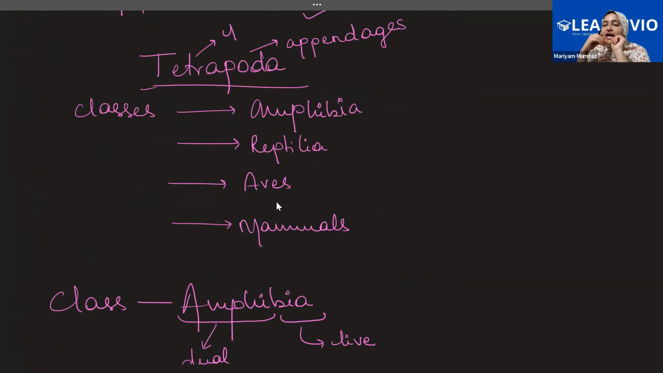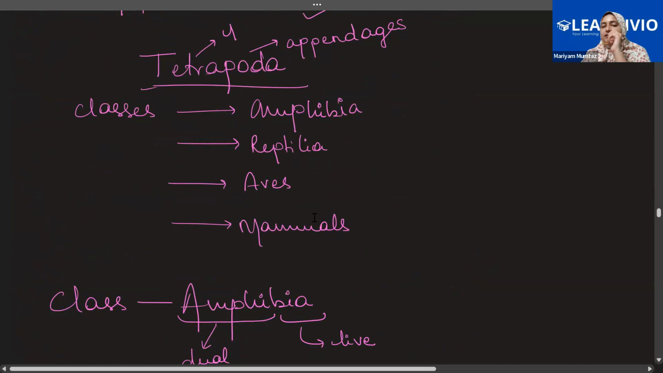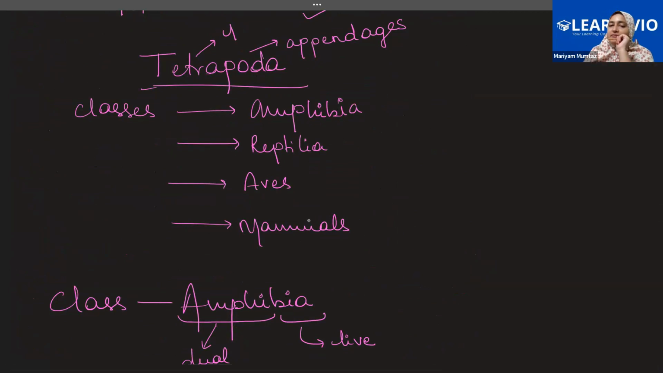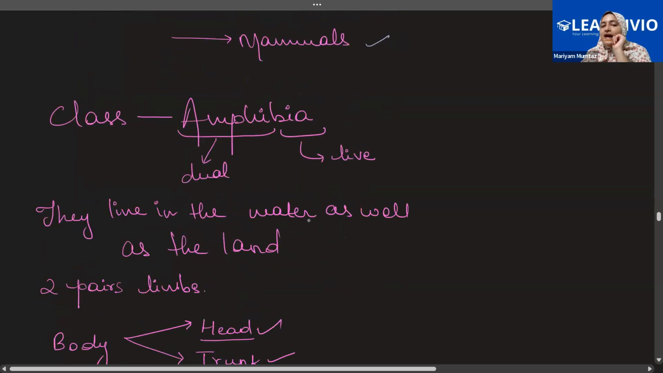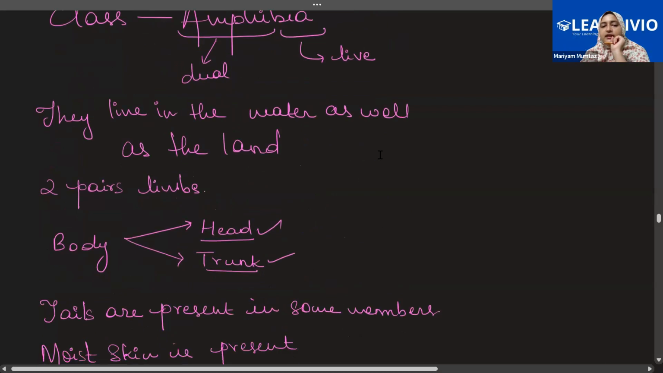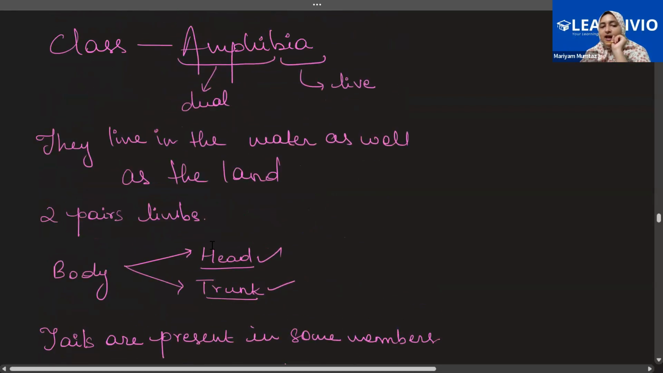Here, the appendages can be limbs, right? Or different structures. So, the tetrapoda has four classes present in it. We have amphibia, reptilia, aves, and mammals. Now, class amphibia. Amphi means dual, bia means to live. So they can live on land and in water, both areas. They have two pairs of limbs and their body has been divided into head and trunk.